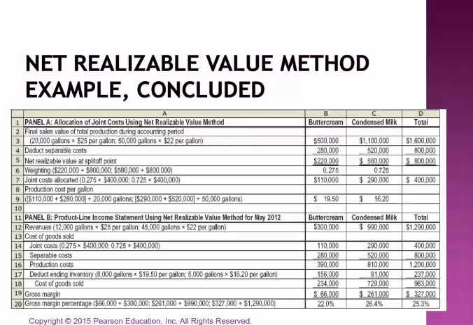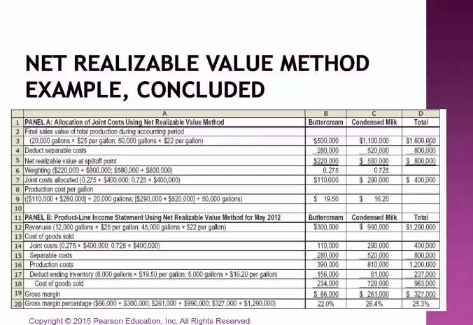All right, so if we were to sell all 20,000 gallons produced of buttercream at the selling price of $25 per gallon, we would have $500,000 in revenues. For the condensed milk, if we sold all 50,000 gallons produced at $22 per gallon, that would be $1.1 million, for a total of $1.6 million.